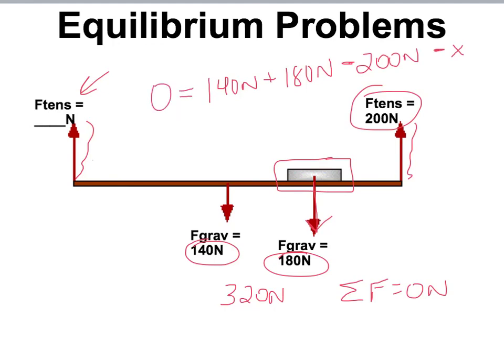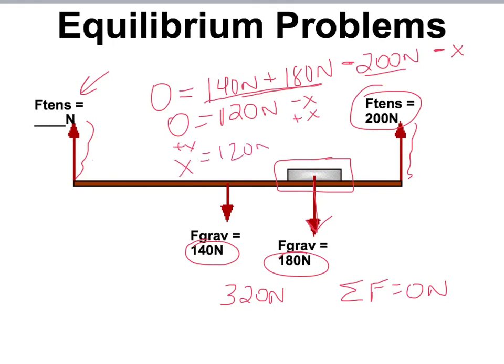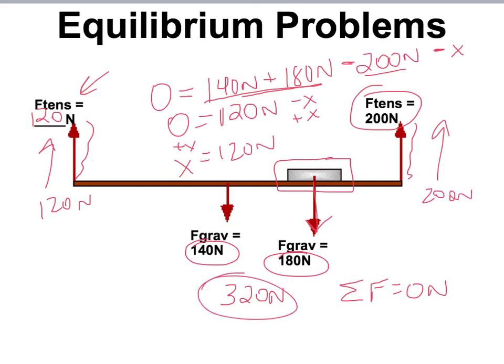So let's combine the like terms. Here we have 320 minus 200. That would equal 120 newtons. Minus x equals 0. We can flip the x over to the other side to make it positive, and then we'd have x equals 120 newtons. If we write that in here, we see that these up tension forces combine together to equal 320 newtons, and that equals the downward force of gravity.